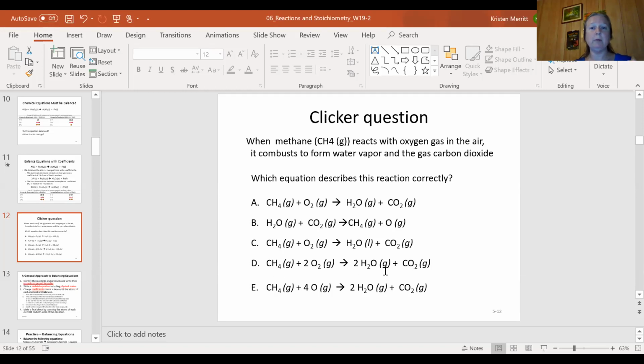I have 1 carbon, and I have 1 carbon. I have 4 hydrogens, and I have 2 times 2, I have 4 hydrogens. So the answer is D, because that is balanced, and everything in the reaction equation describes exactly what these words say. So you see, this simple sentence says the same thing as this paragraph up here. So that is a simple phrase that you're going to start learning to speak.